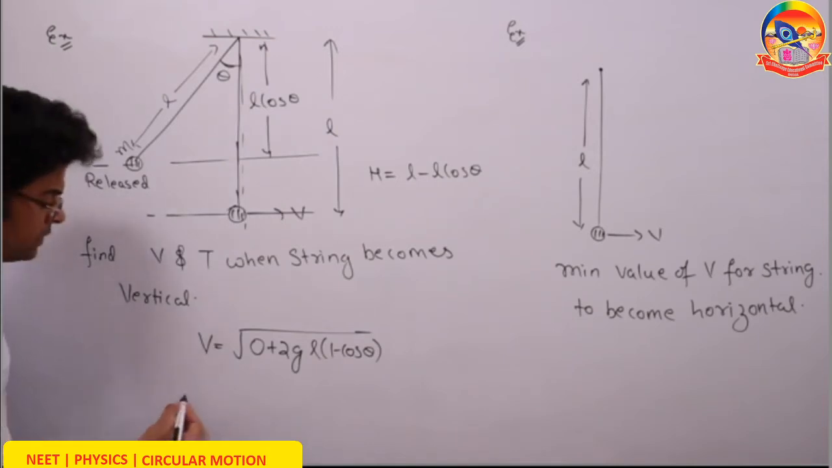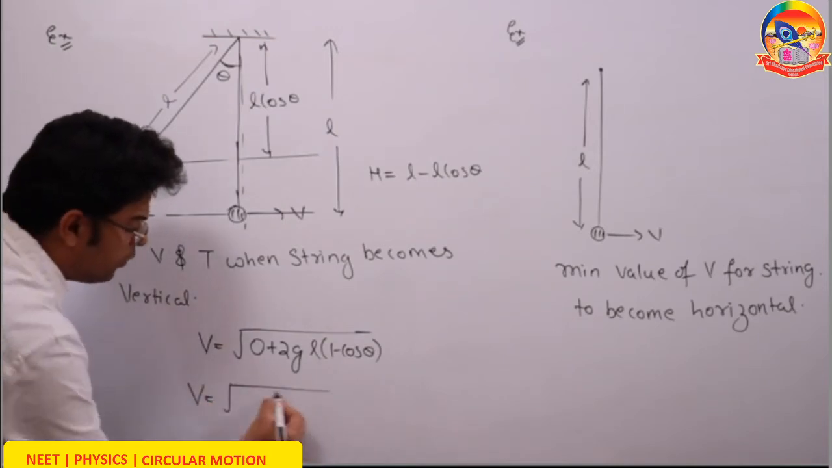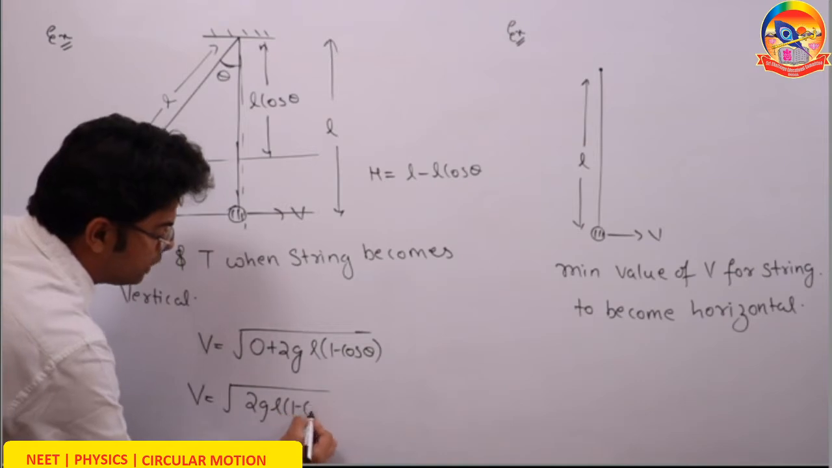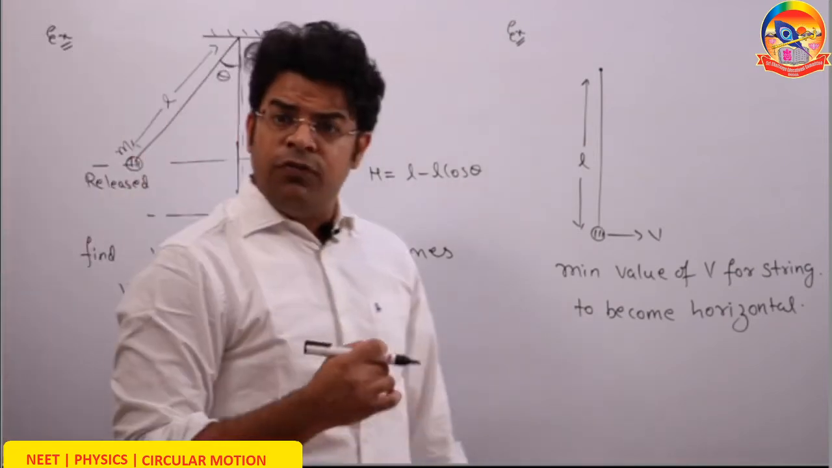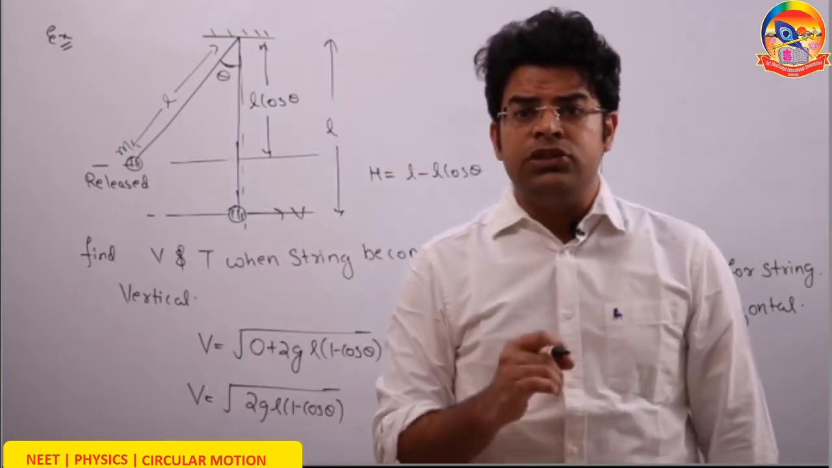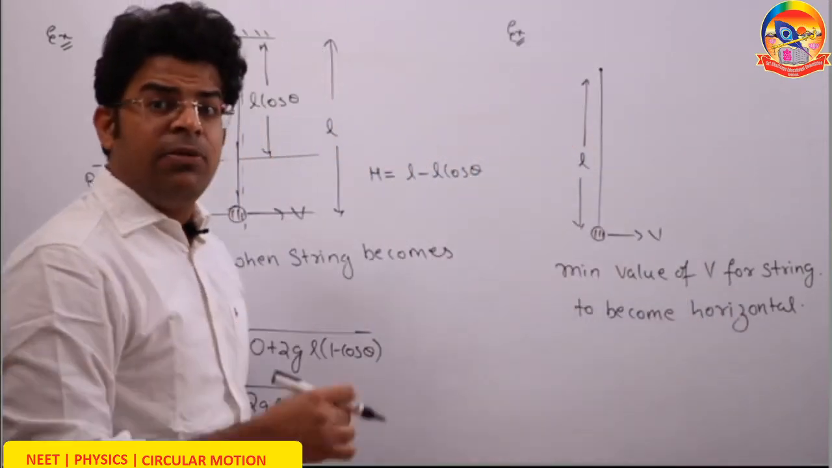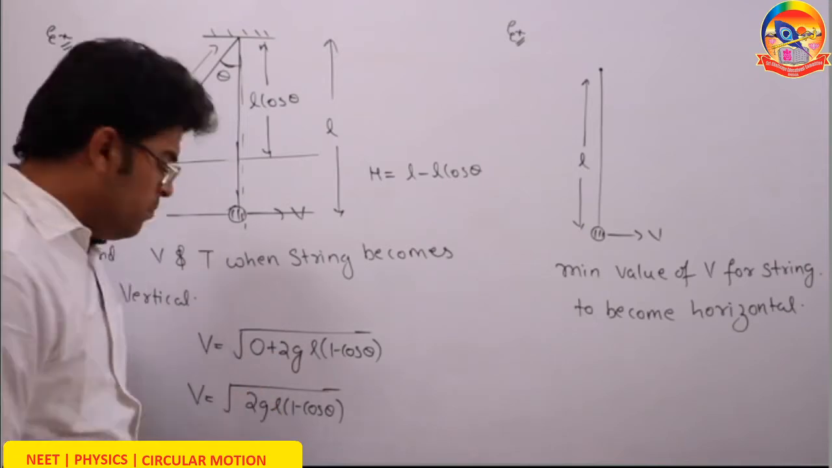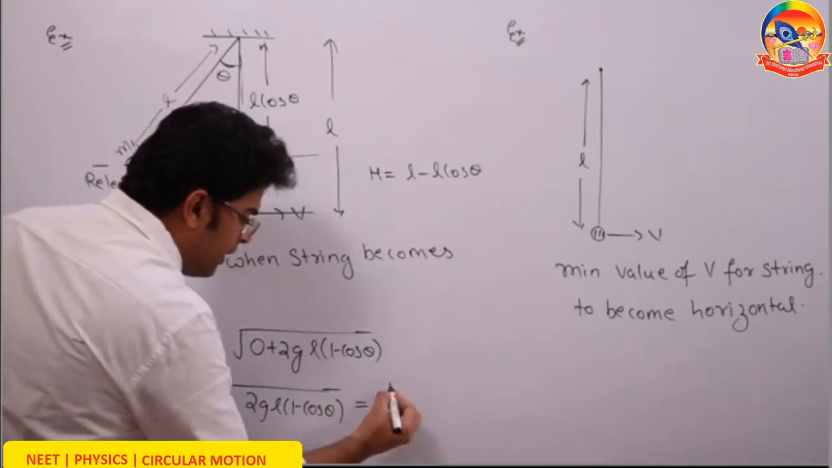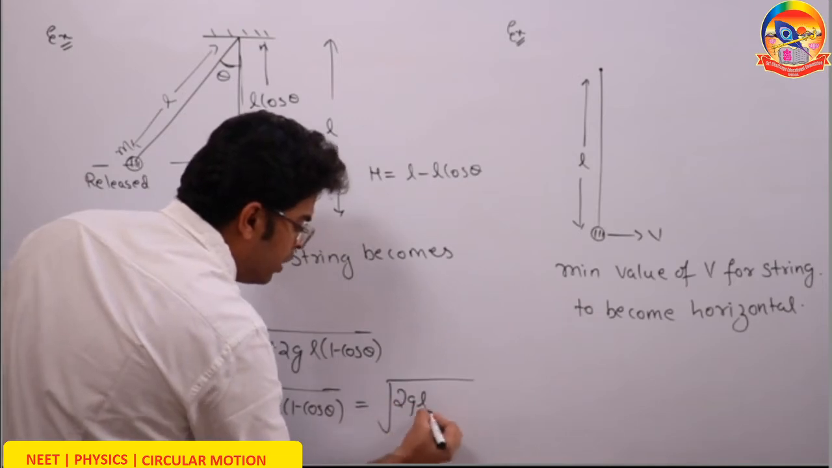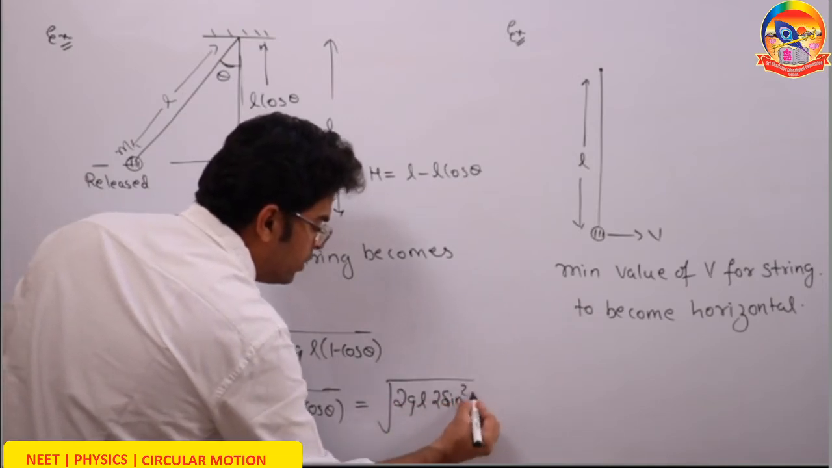Now many a times they don't give an option of the square root of 2gL into (1 minus cos theta). Why? They play a little bit of trickery. In place of 1 minus cos theta, they write 2 sine squared theta by 2. That is a trigonometric conversion that you should know. So in place of 1 minus cos theta, we can write 2 sine squared theta by 2. And here you might get the square root of 2gL into 2 sine squared theta by 2.